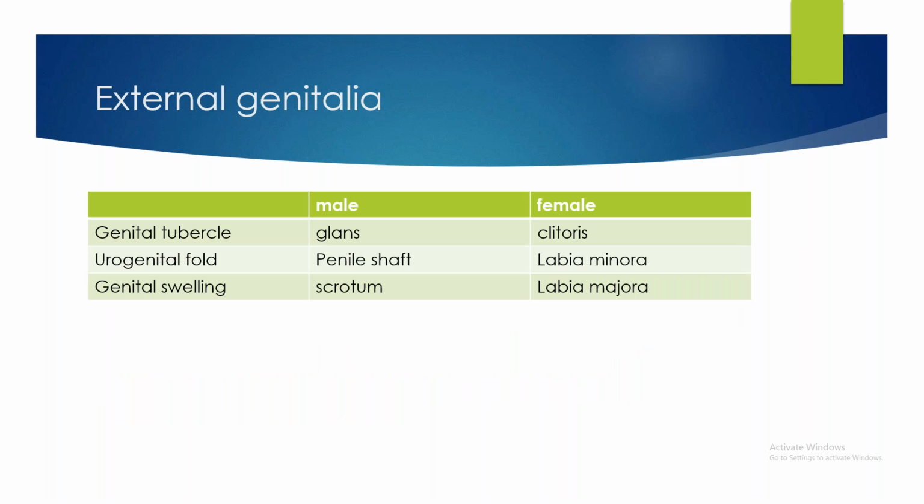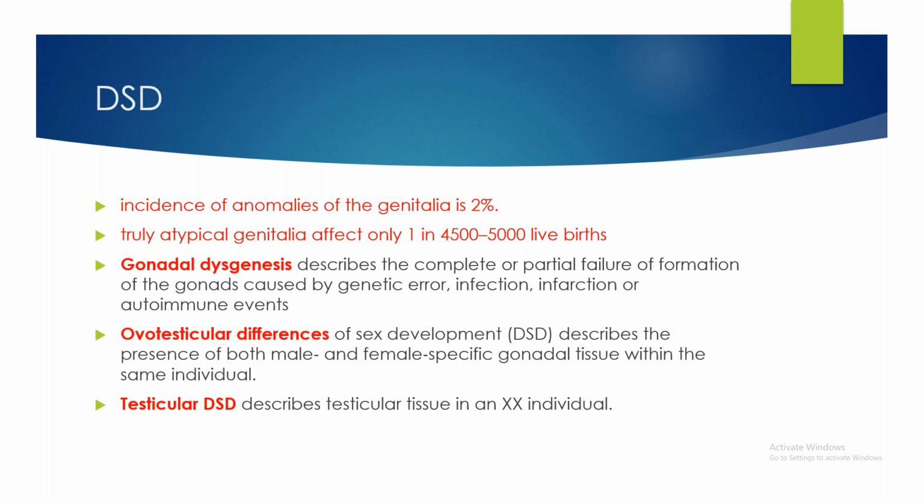So how it differentiates between these two is, genital tubercle becomes glans in case of male, while it becomes clitoris in case of female. Urogenital fold becomes penile shaft in case of male, and it becomes labia minora in case of female. Genital swelling becomes scrotum in case of male, and labia majora in case of female. So this is the external genitalia development in presence of DHT, that is dihydrotestosterone.